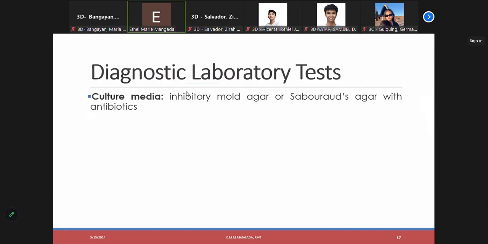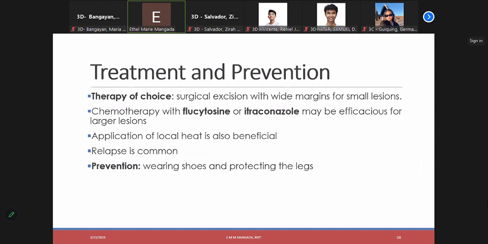So, culture media, inhibitory mold can be used, mold agar and your Sabouraud dextrose agar with antibiotic. Okay, for chromoblastomycosis, what is the treatment of choice? We have your surgical excision. So we remove the lesions, okay? Or we can have chemotherapy with flucytosine or itraconazole for larger lesions.